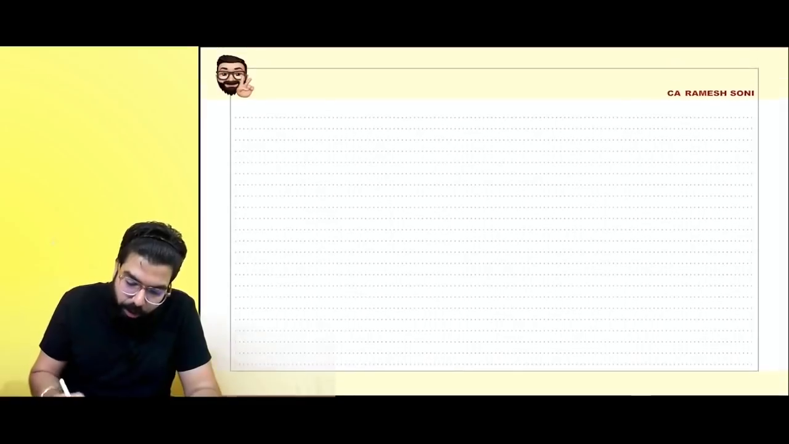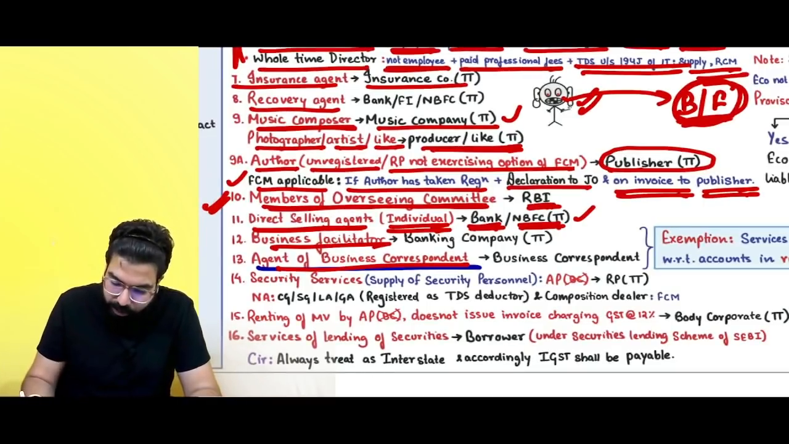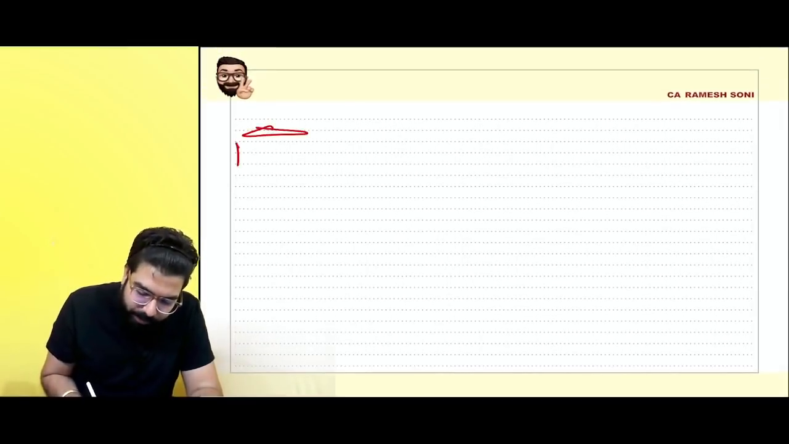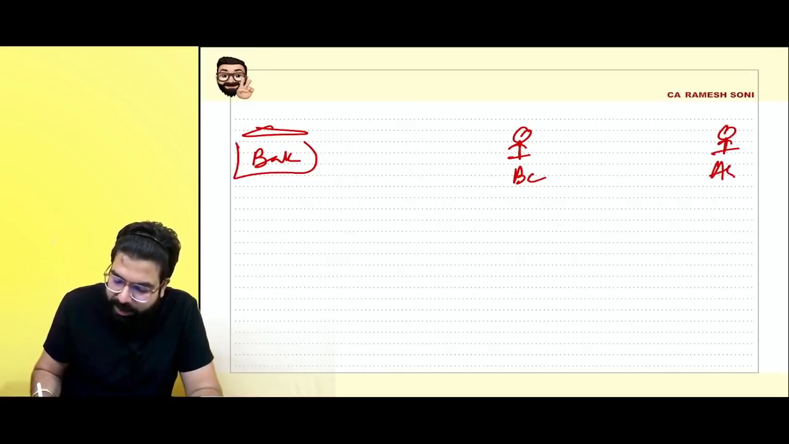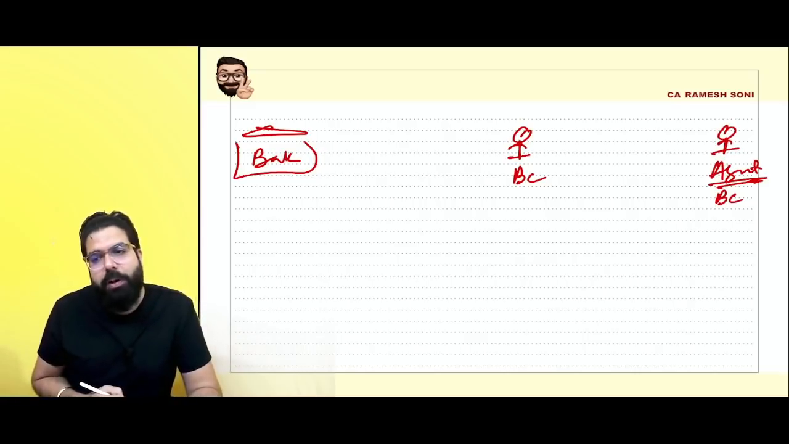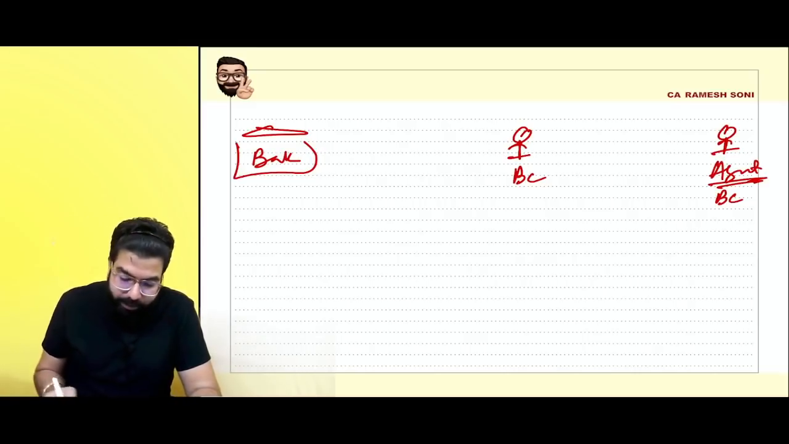Next, everyone over here now. Business facilitator, business correspondent. What happens? There will be a bank. Bank will go ahead and appoint a business correspondent, and business correspondent, if he needs further help, he will go ahead and appoint some agent under him. So under business correspondent, there will be some agents who are there. Okay sir, point is clear.